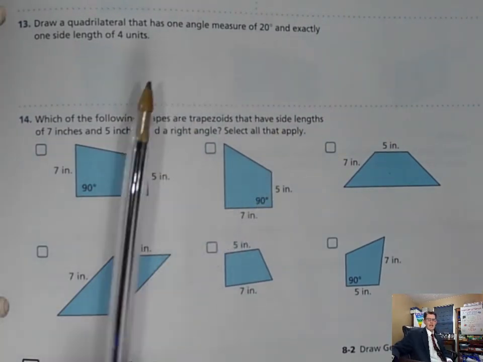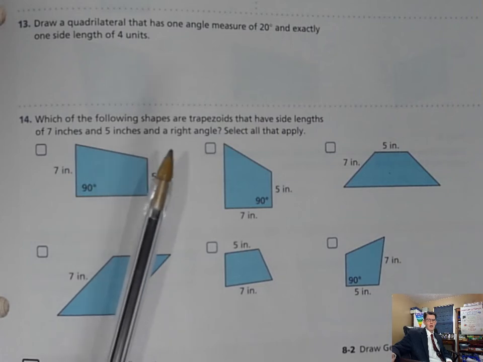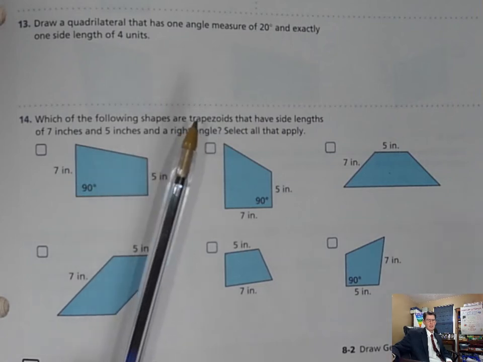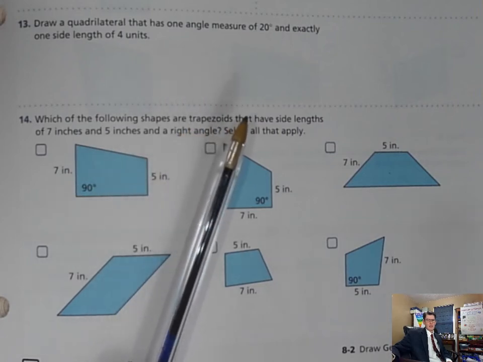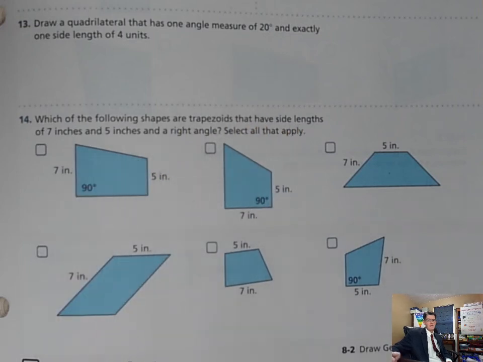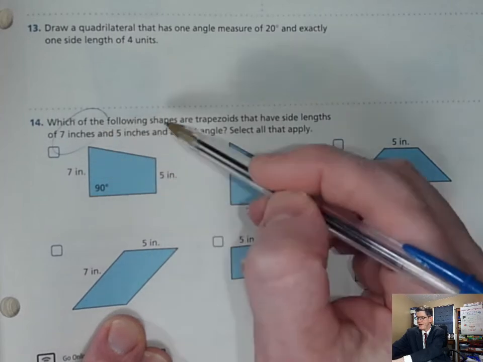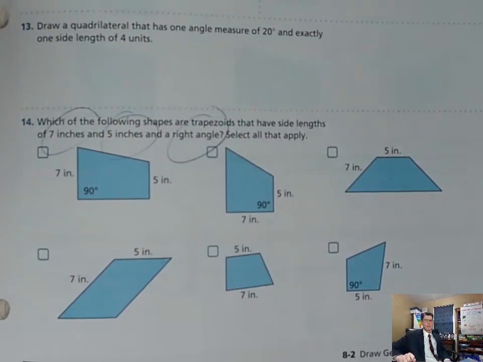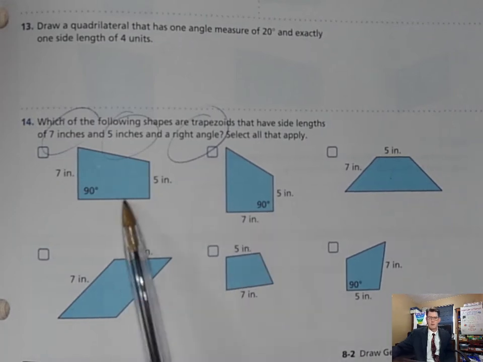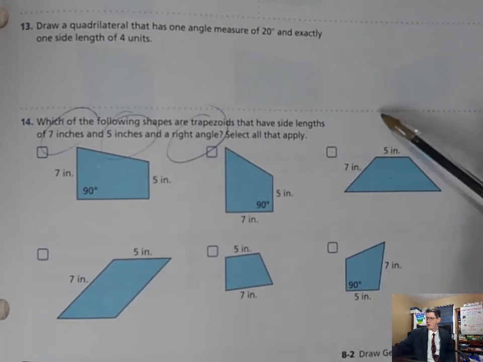Which of the following shapes are trapezoids that have side lengths of 7 and 5 and a right angle? So we need a 7, a 5, and a right angle. So just kind of go through those and see what you see. There's a right angle, there's a right angle, there's a right angle. I don't see a right angle in this one at all.